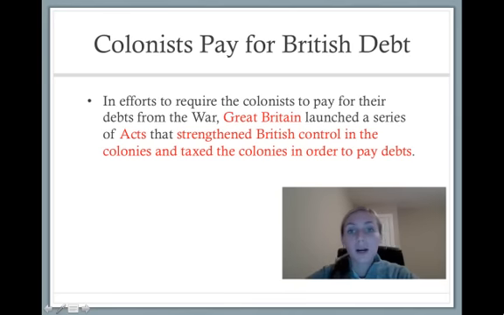So as I mentioned before, in efforts to force the colonists to pay for the debts of the French and Indian War, Great Britain launched a series of acts. This not only taxed the colonists in order to pay the debts, but it also strengthened the British control of the colonies. When we discuss the differences of what the colonists consider themselves and what the British consider the colonists, and how the colonists consider themselves to be separate, the British realized that they may need more control, and a way to control them is by placing more rules on them that require them to pay money to the government that shows that they are in fact a part of Great Britain.